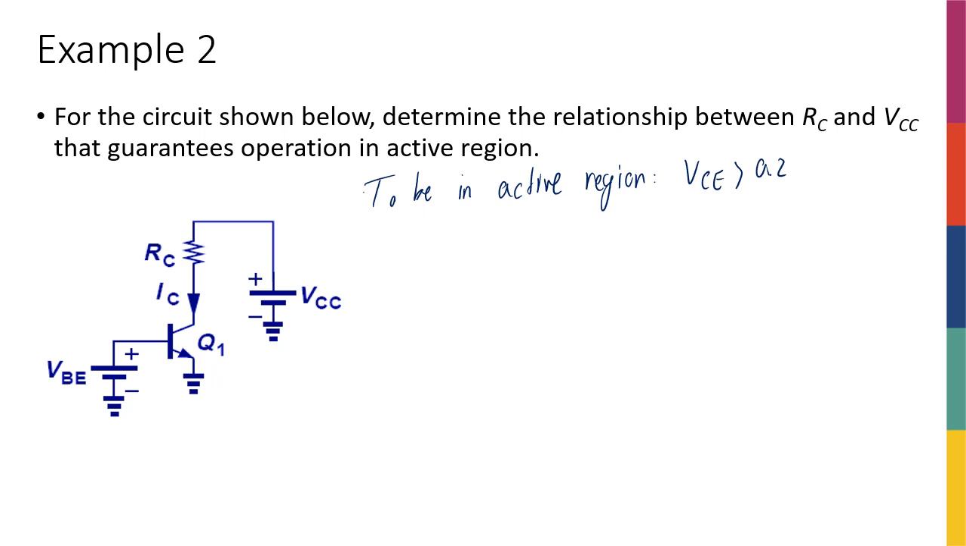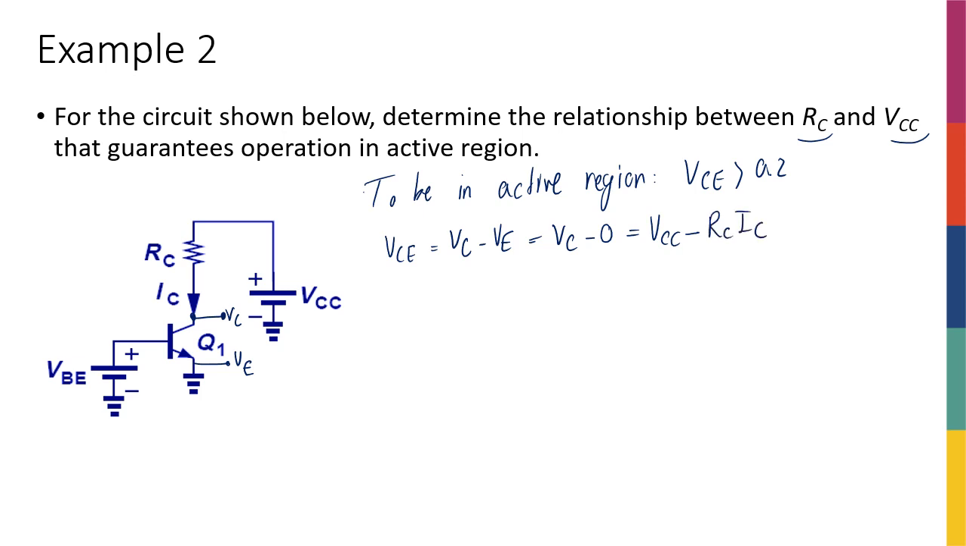So now how is VC related to RC and VCC? Well, I know that this is the collector voltage and this is the emitter voltage. And the difference is VCE. So VCE is equal to VC minus VE, which is VC minus 0, because the emitter is connected to ground, right? Now, how can I write VC based on VCC and RC? Well, VC is actually VCC minus RC times IC, okay?